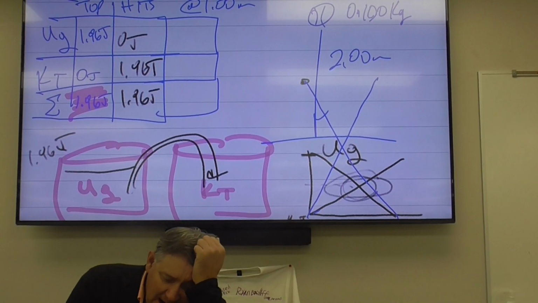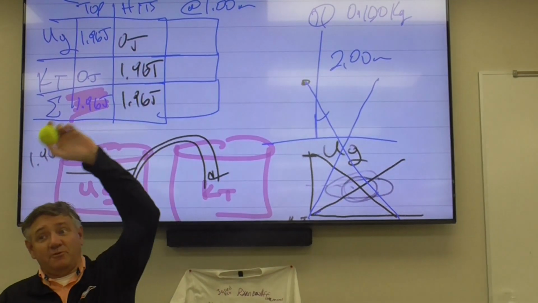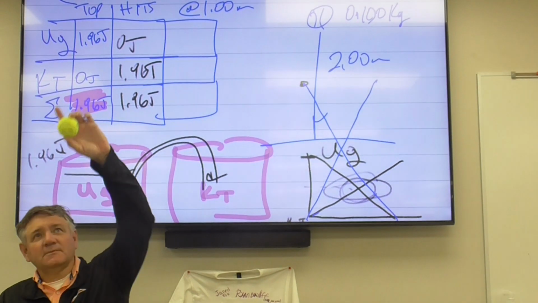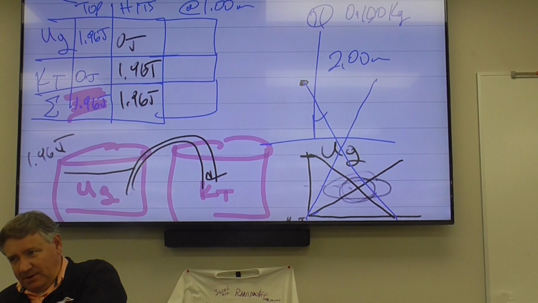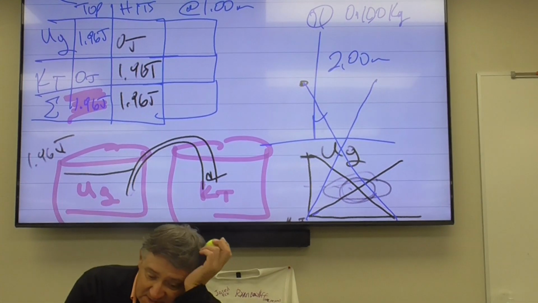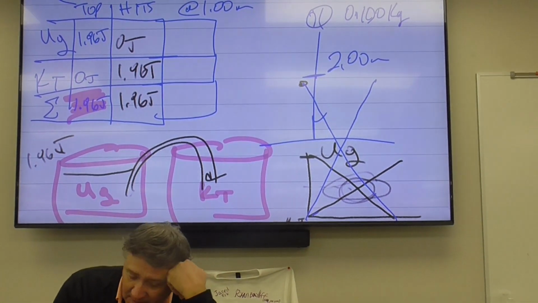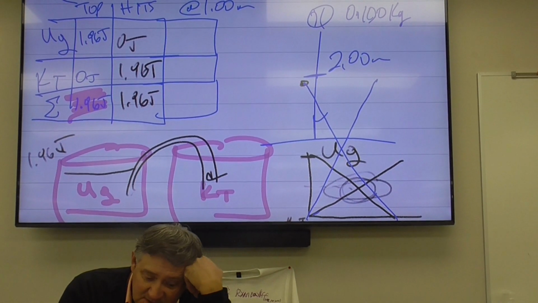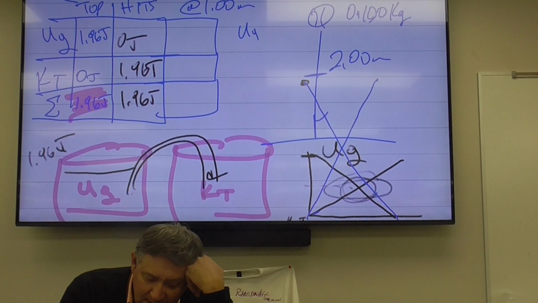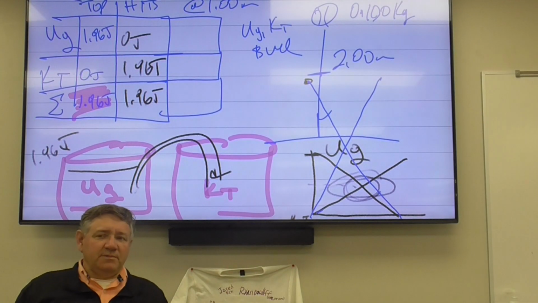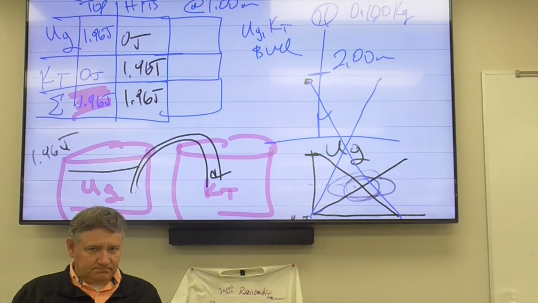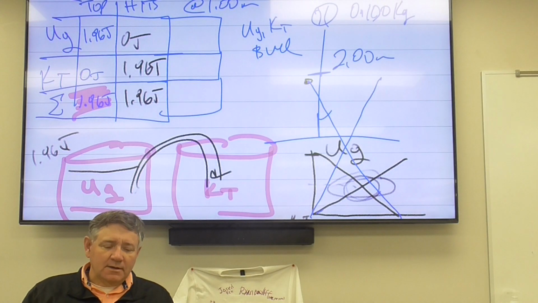Now, I want to figure out what's going to happen. We're back to Terry the tennis ball. I want to figure out when it crosses a height of 1 meter. When it crosses the 1 meter mark, I want my UG, my kinetic energy, and my velocity.